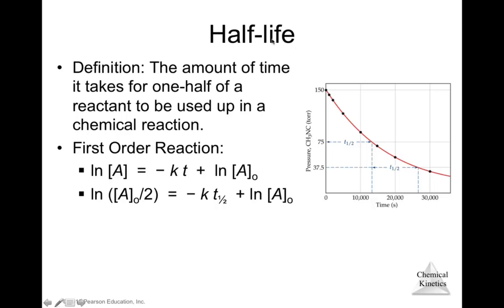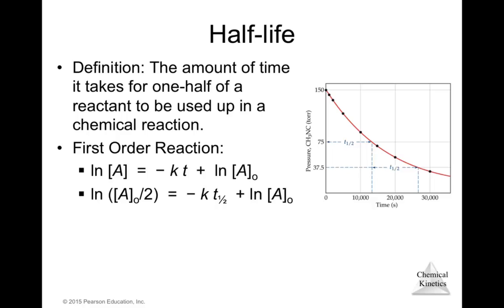In a first order reaction, as we have seen in the last couple of slides, the natural logarithm of the concentration at any time is equal to minus kt plus the natural logarithm of the initial concentration. If we are now working to determine the half-life, we are looking for the time when the concentration is going to be half of the initial, because we're talking about the time when we reach half of the concentration as compared to the initial one.